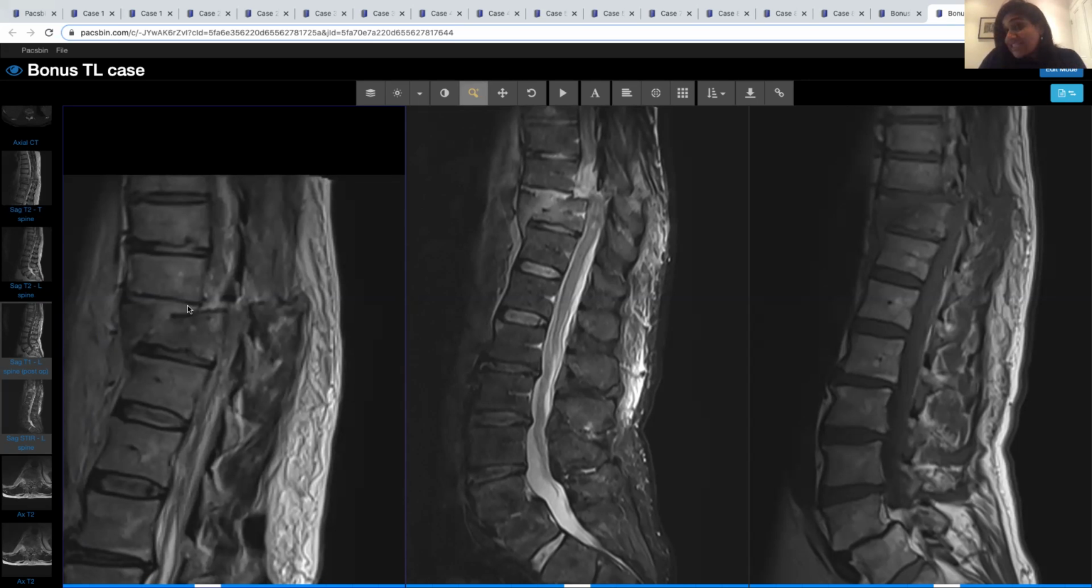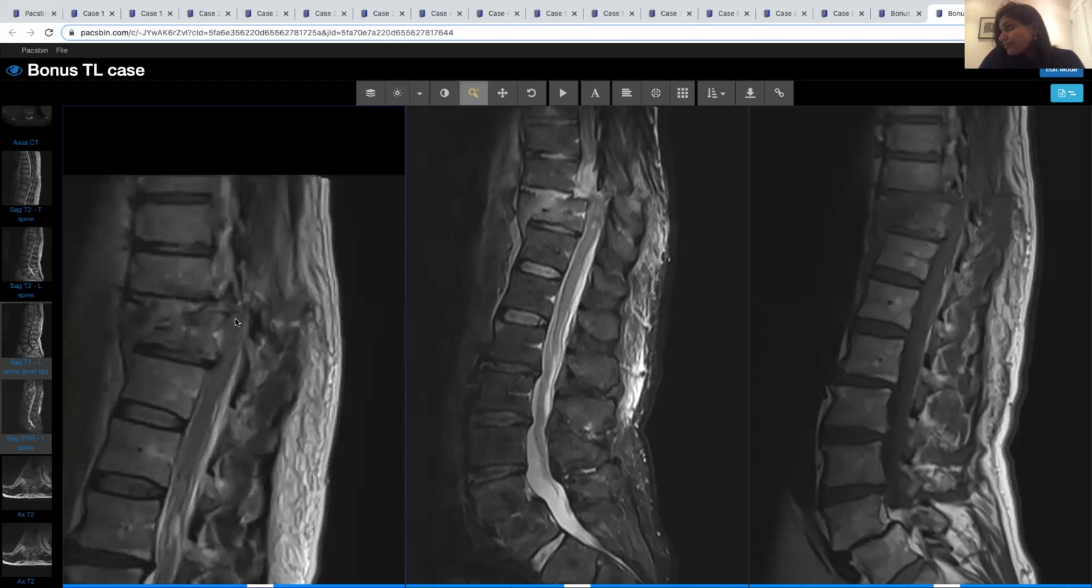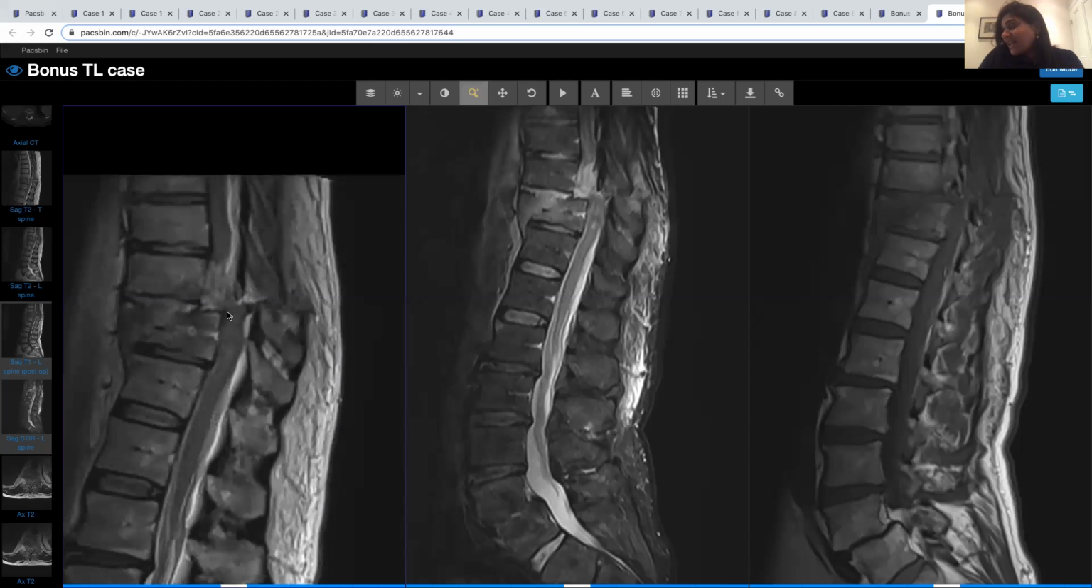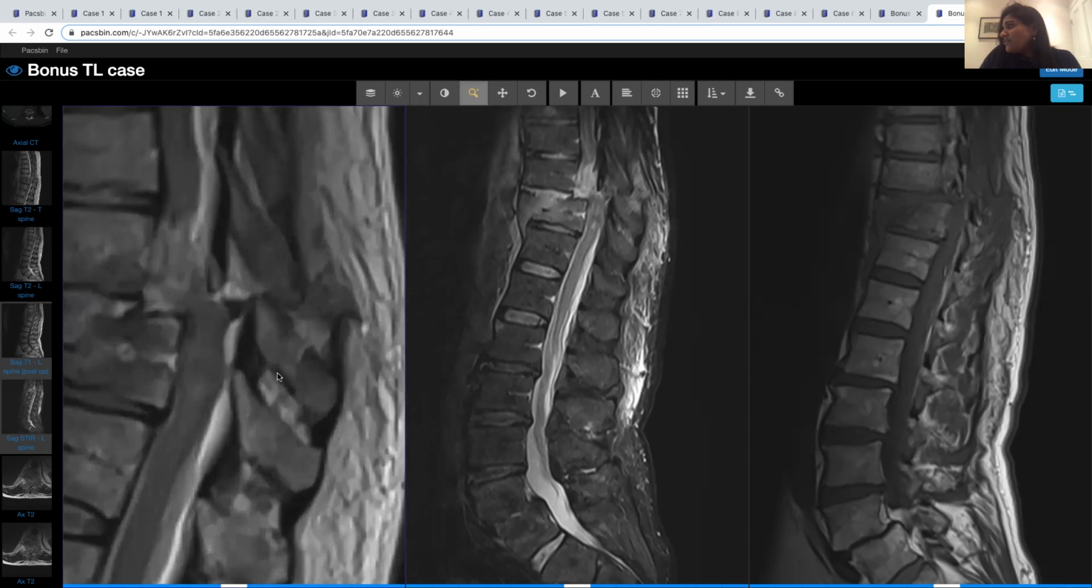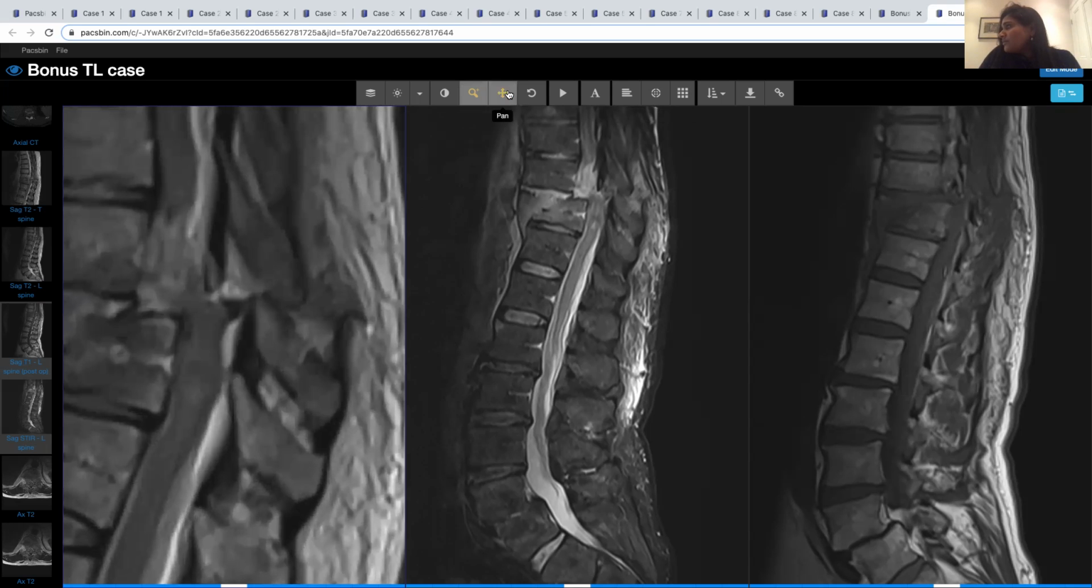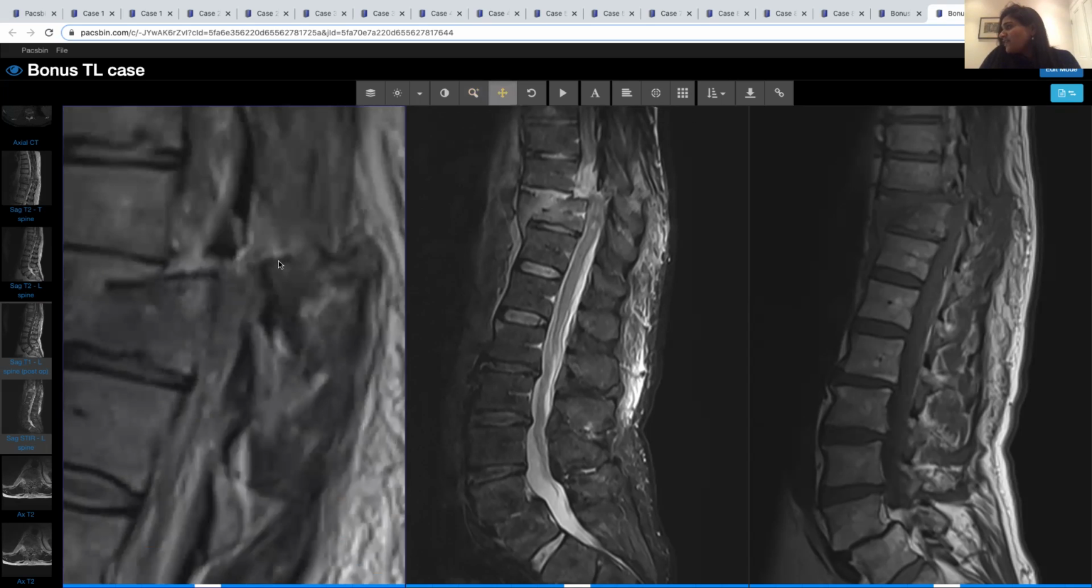And we've got a discal disruption here. You can see that there's herniation of disc material into that fracture. But we can see that there's clearly disruption of PLL. You can no longer see that PLL present. We can clearly see the focal defect in the flavum here. So let's have a look at that more clearly. So here's that focal defect in the flavum.